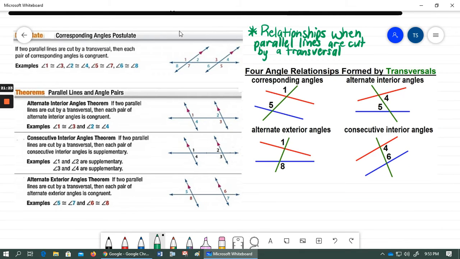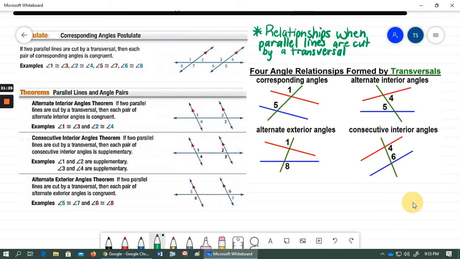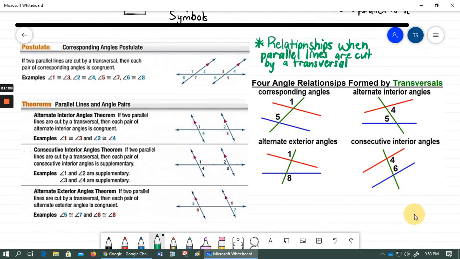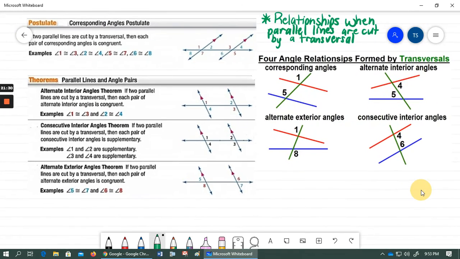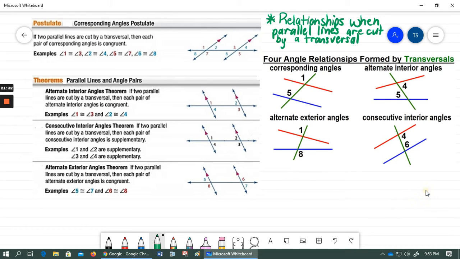So guys, let's get into the meat of this lesson. These are the relationships when two parallel lines are cut by a transversal. These postulates and theorems let you know exactly what you should expect to see with these angle pair relationships.